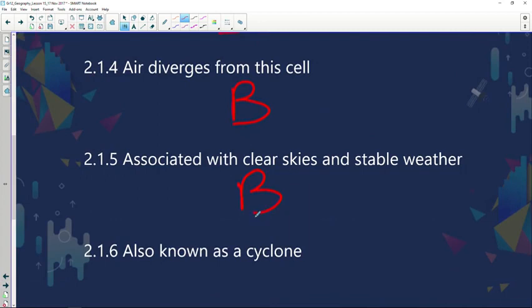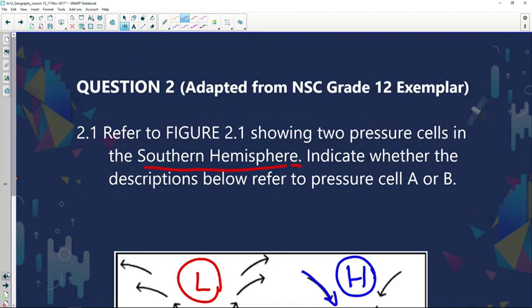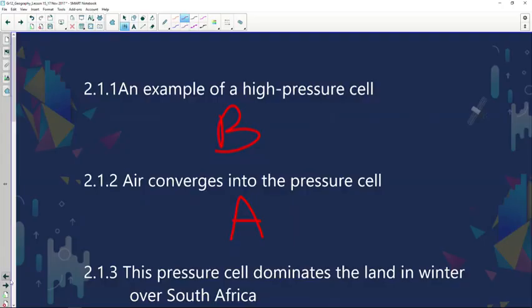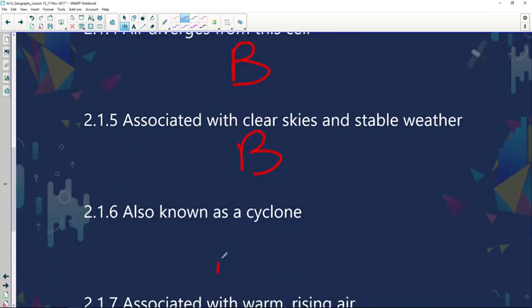Also known as a cyclone. What do we know as a cyclone? If you go back, we look at a tropical cyclone and mid-latitude cyclones. What type of pressures are they? They are low pressure systems. The tropical cyclones are low pressure because of very warm tropical conditions. The mid-latitude cyclone is low pressure because of the cold air forcing the warm air to rise. So the correct answer for 2.1.6 is A.